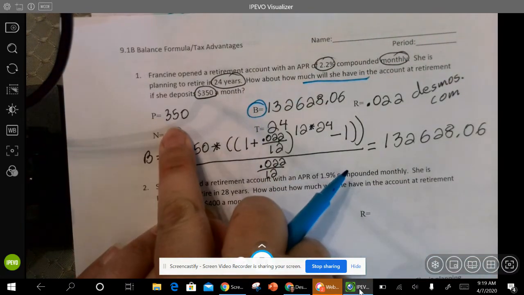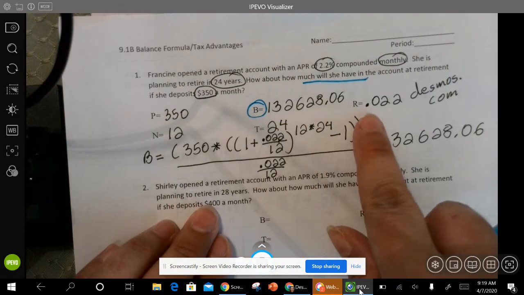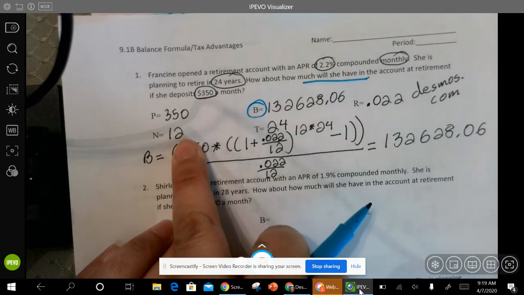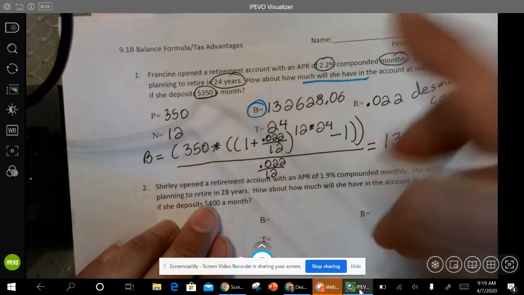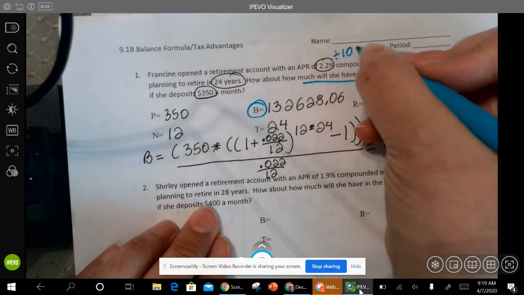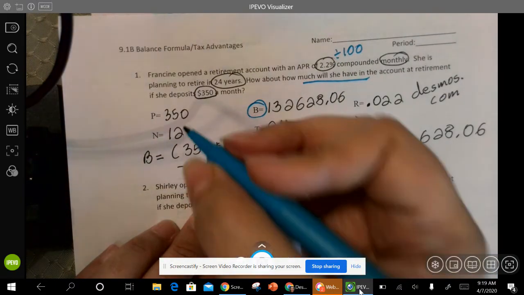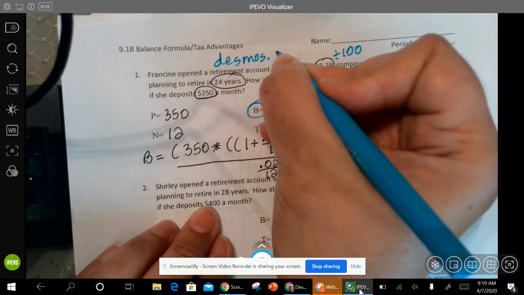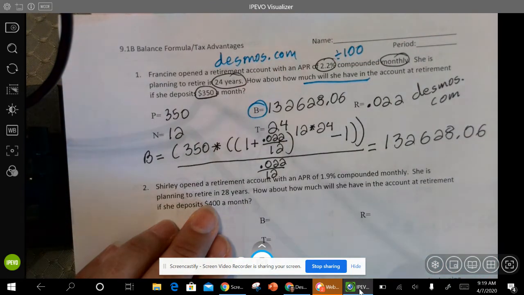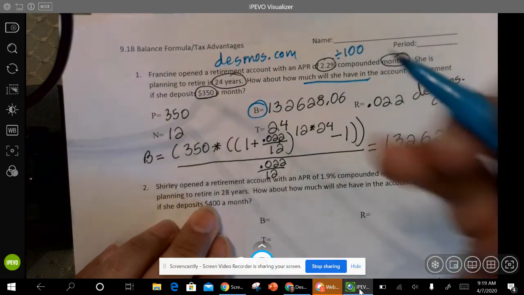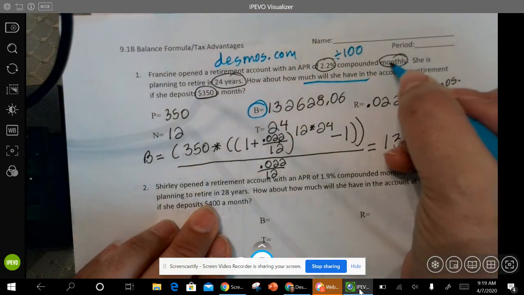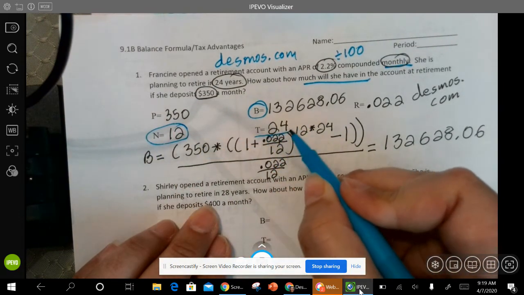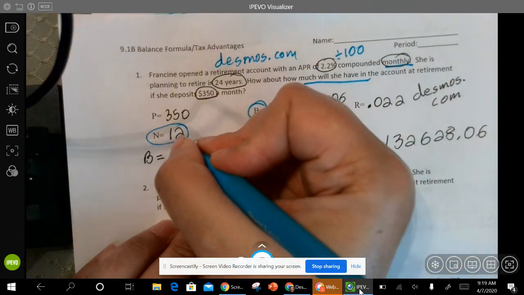So I'm going to put 0.022. I'm going to drop the percent sign, go to the left, add the decimal and the 0, or you can divide by 100. So everybody, whichever one works. Okay, I definitely want to use decimals.com, so everybody use decimals.com. And compounded monthly. Okay, so it says up here compounded monthly, so that means that N is 12, time is 24 years. Okay, then we're going to go ahead and put it all in.